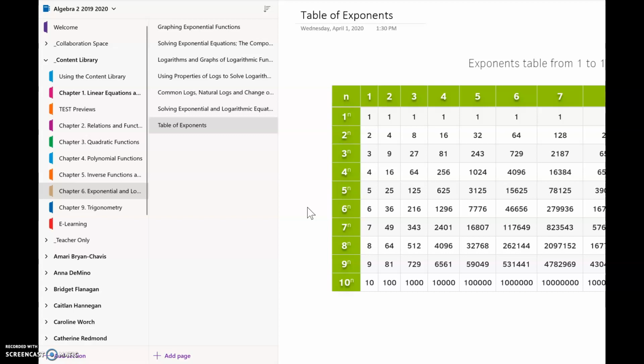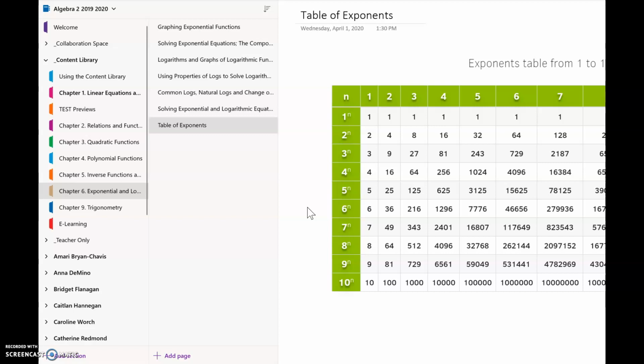What we're going to talk about today is how you solve equations that have exponential terms in them. The last 2 days of class, we've been looking at graphing exponential functions, and today we're going to look at solving exponential equations. Those are equations that have x in the power. So we're going to be solving equations that have x in the power.